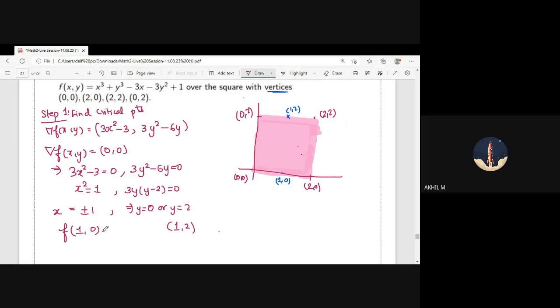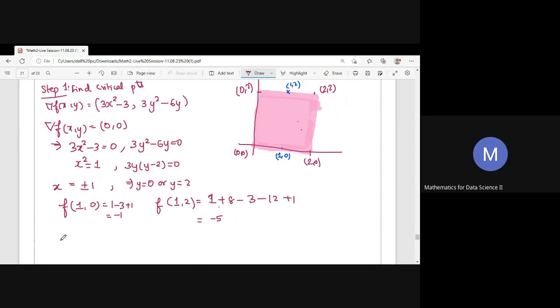This is your function. What is f of 1 comma 0? 1 minus 3 plus 1, which is minus 1. And what is f of 1 comma 2? 1 plus 8 minus 3 minus 12 plus 1. 9 minus 3 is 6, 6 minus 12, so it is minus 5.